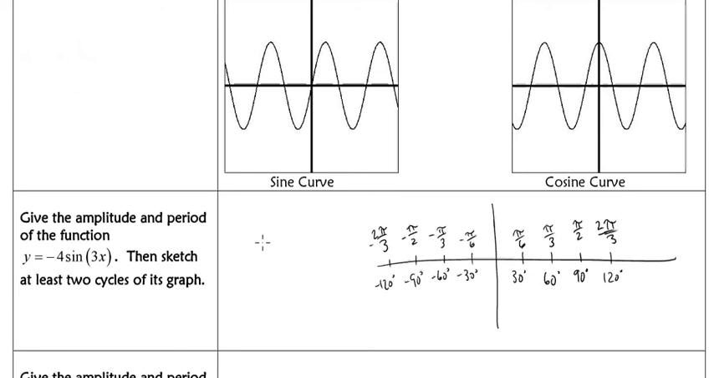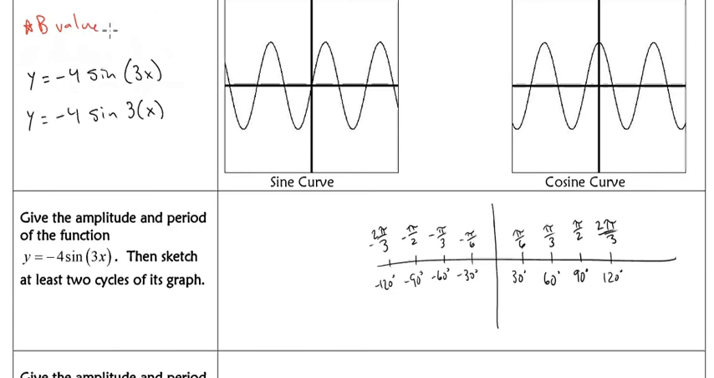And so this is actually a good time to point out that if we have y equals -4 or some value times the sine of parentheses 3x, that is the exact same as y equals -4 times the sine of 3 times x. That b value, in either place, is the same.